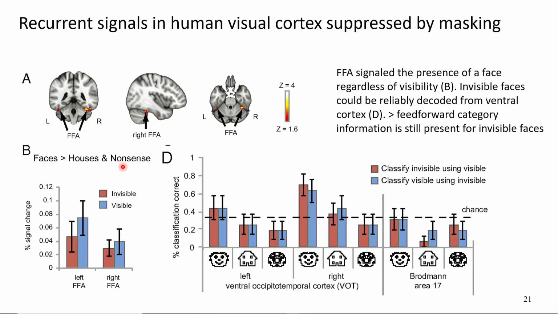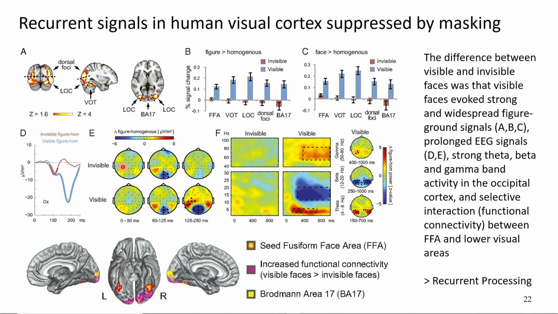But then if you look at some other things, what you will see is that, for example, in the EEG, this invisible face is only evoking a short blip of activity in visual cortex, whereas the visible face is also showing this blip of activity, this feed-forward activation. But then at a later point in time, you get all sorts of extra activity for the visible, which you don't get for the invisible. And you also see things like stimulus-induced theta, beta, and gamma activity, which you don't see for the invisible case.